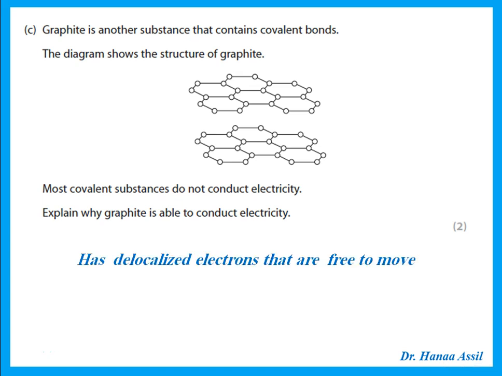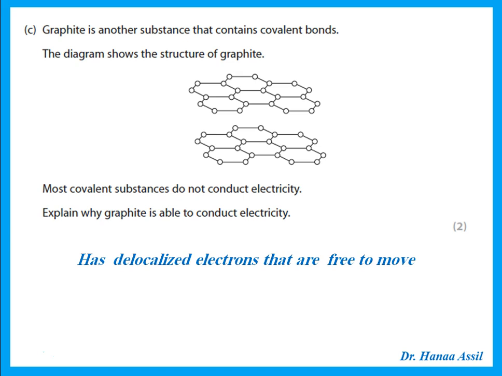It has free moving what? Free moving electrons. Are we following? Each carbon had 4 electrons in its outer shell. It used only 3 of them. So each carbon has 1 electron floating around, which we call delocalized. This is free to move.